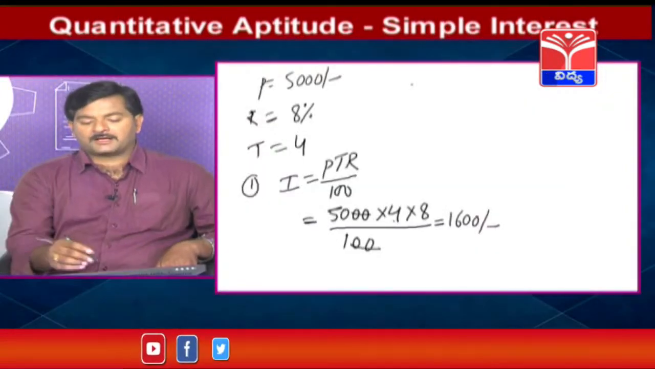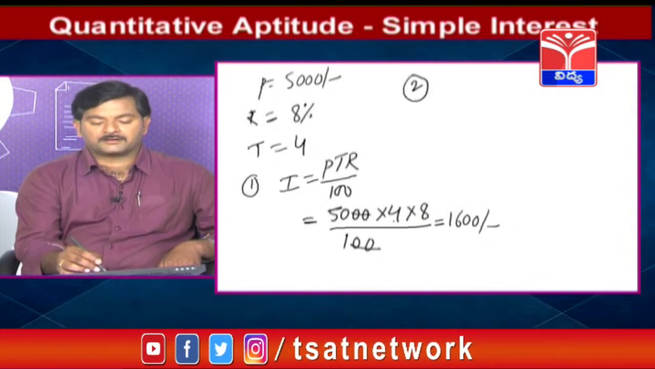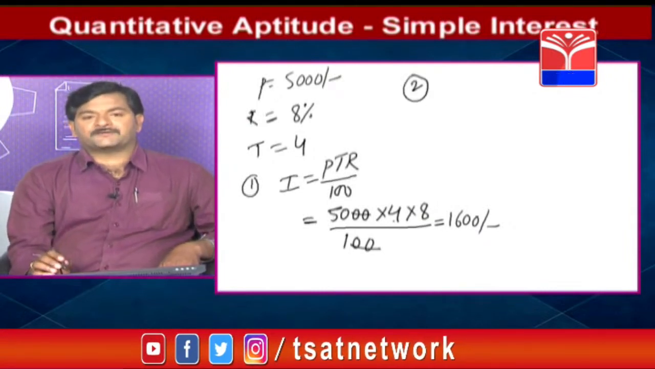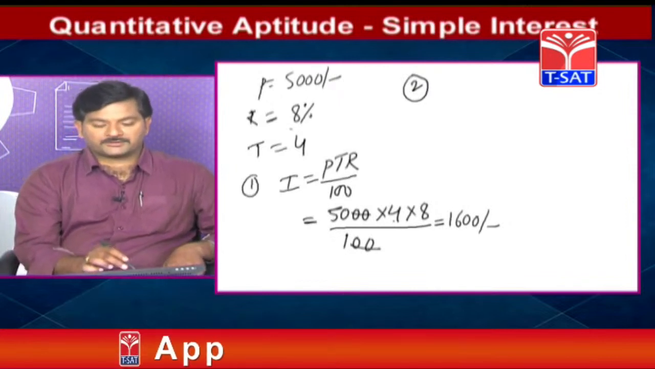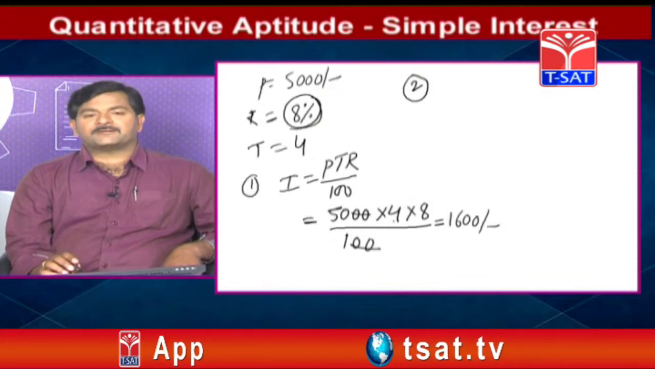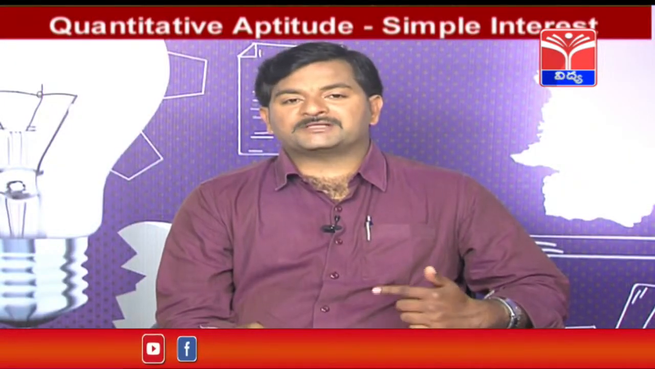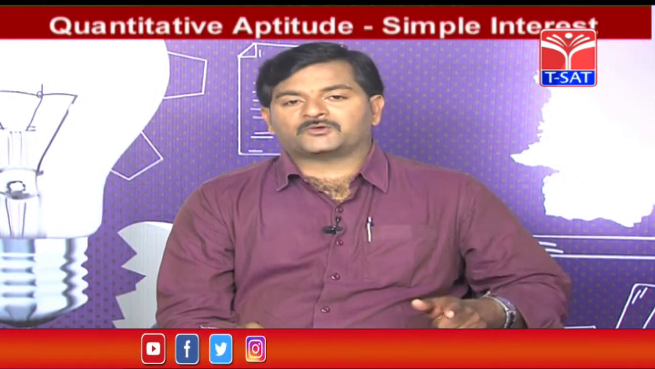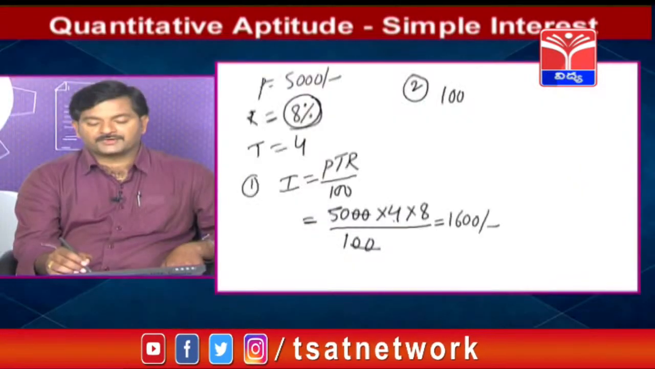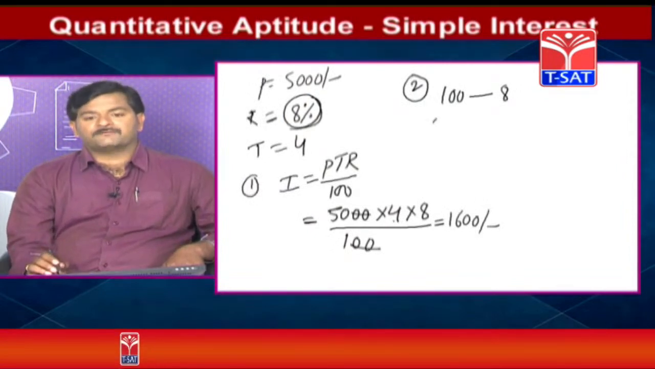This is one way of doing it. Okay, and type 2 also you can solve. I told you type 2 just now. It is by using the rate of interest concept. The rate of interest given is 8% per annum. What does it mean? The person has to pay 8 rupees as interest for every 100 rupees for 1 year. So if I borrow 100 rupees, my interest is 8 rupees for 1 year.